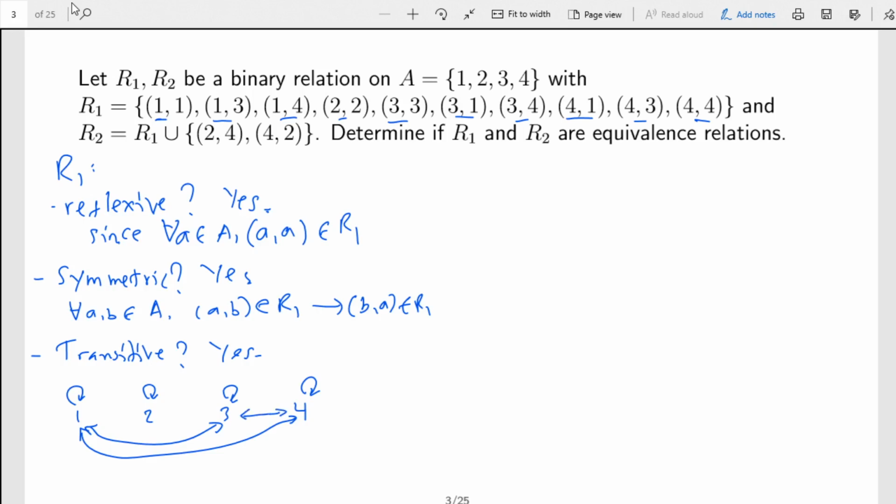Now look at this. You see that if you have 1 to 3, 3 to 4, you have 1 to 4. So you have this corresponding shortcut, right? Or vice versa, if you go 3 to 1 and then 1 to 4, you have 3 to 4. And if you go from 4 to 3, 3 to 1, you have 4 to 1, and so on. So you have all the shortcuts that we need to establish to satisfy the transitivity property.